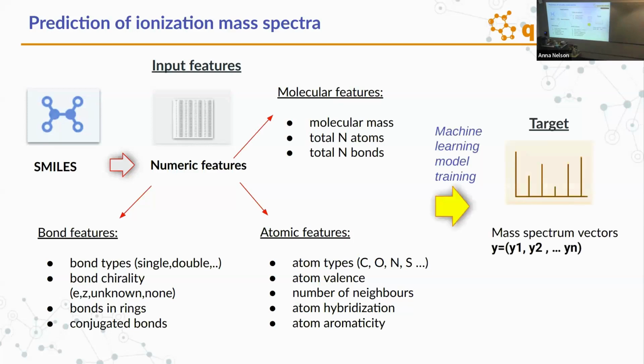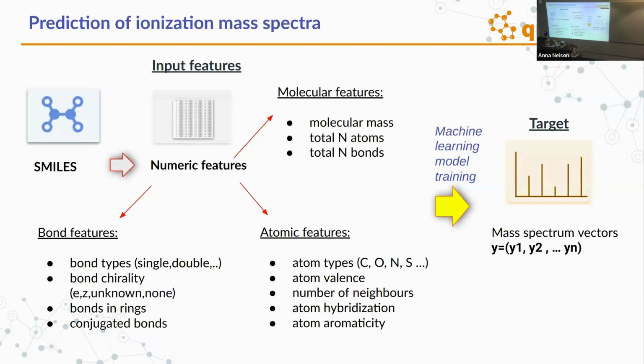We can use all these input data that we collected for each species to train a machine learning model to find relationships between this input data and a target variable, which in our case is the mass spectral vector. So the problem in our machine learning model training is multi-output regression, and we should predict the intensity of each peak corresponding to each m over z ratio.